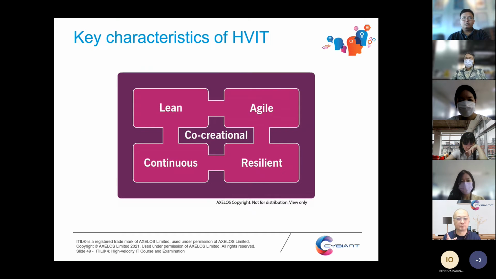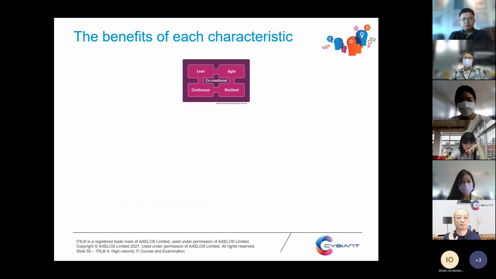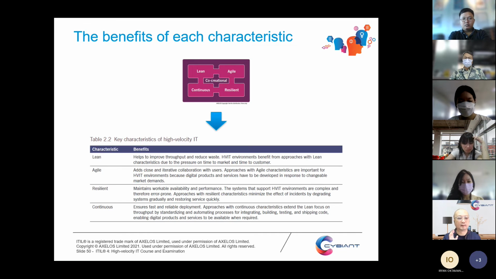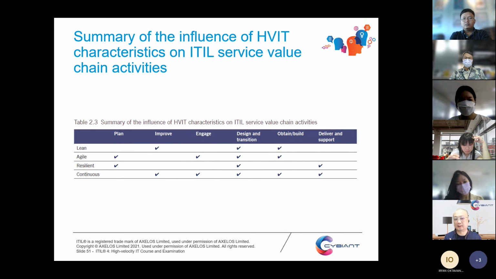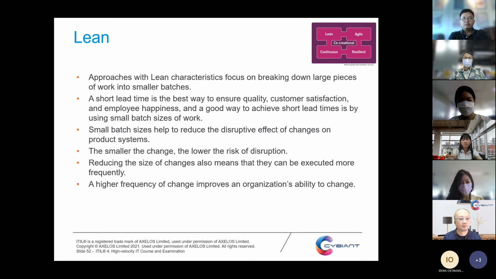Again, this is just another diagram to re-emphasize co-creation at the core. Explaining, like I said, the definition, that diagram explains itself. And this is actually explaining the framework, what will apply in each of the phases as you plan, improve, engage, drive transition, obtain and build, deliver and support.